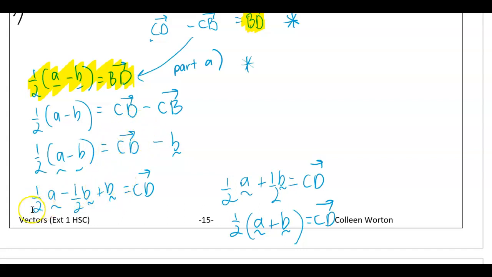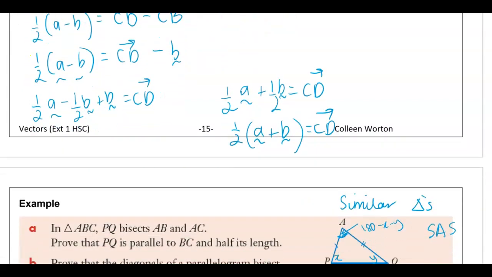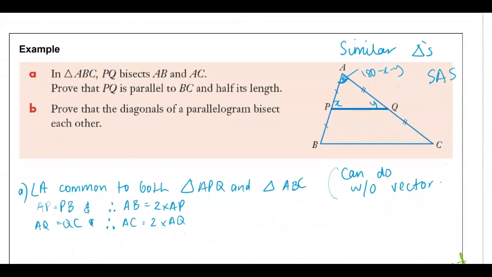Grouping like terms, I've got a half A minus a half B plus B, which is a half B, equals vector CD. There we go. And pulled out a half, and that's what we wanted to prove up above. So we've gotten there. And again, you might find you get there a slightly different way. If you do and you want me to have a look at it, let me know. Let's look at the next one.